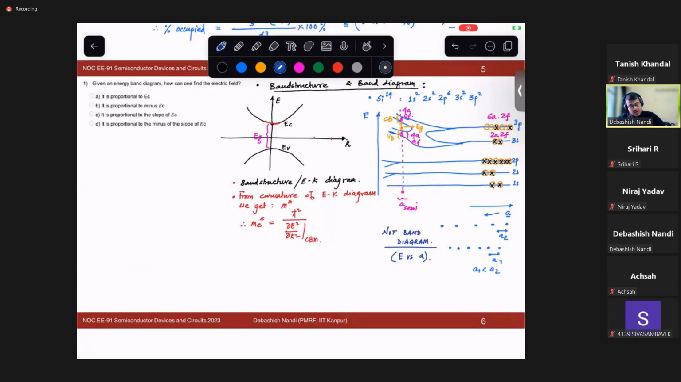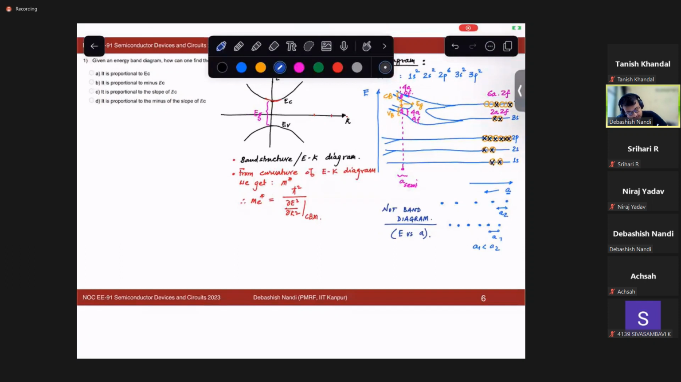Now if I just take this point and draw here, only I am looking at this point. So I see this is my EC and this is my EV, and this is the band gap for a particular A. Now suppose I move along the crystal.